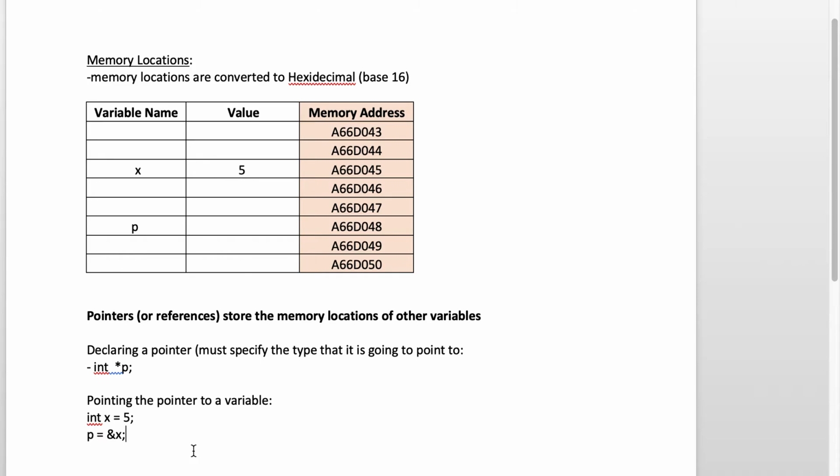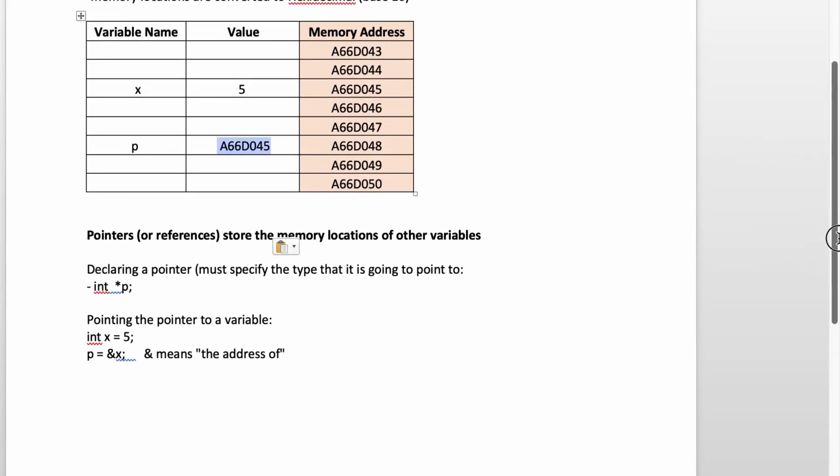And what that does, ampersand means literally the address of, right? Well, the address of x is this guy right here. So it's going to store that. So p is actually going to store that value. P lives here, but it's storing this value here. All right, let's do another example.